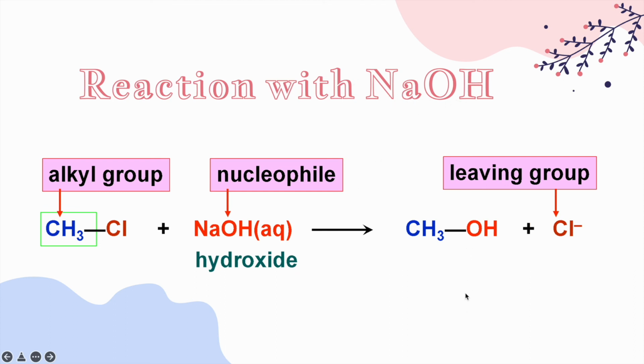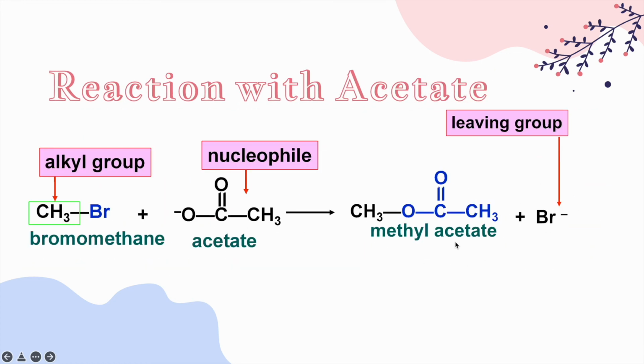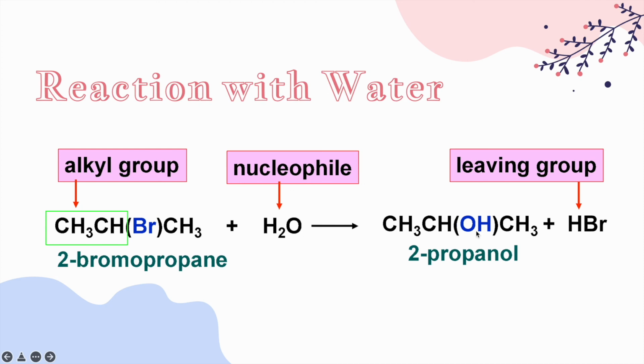But in the reaction with water, the product will be alcohol as well. Here, the product will be alcohol, same as the reaction with NaOH, but the leaving group is different. The leaving group is the halogen atom attached to the hydrogen from the water over here. So that's why it's HBr. So that's the difference between reaction with water and reaction with NaOH. Both will produce alcohol, but their leaving groups are different.